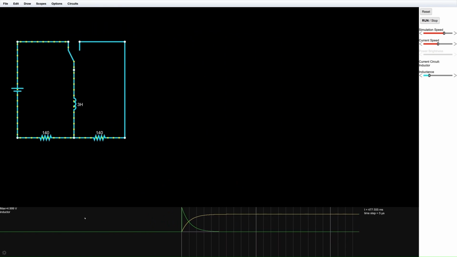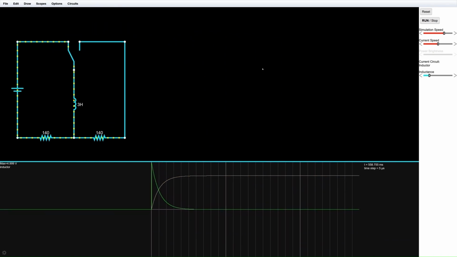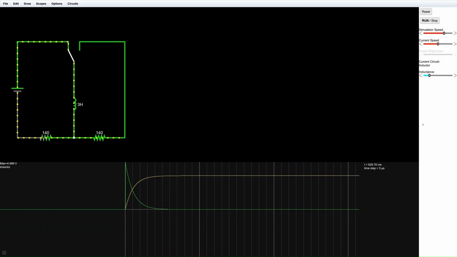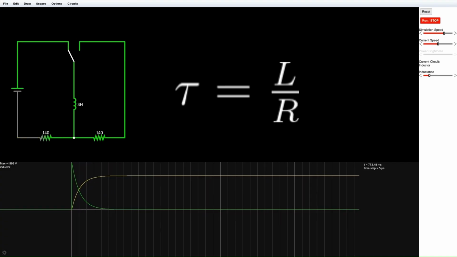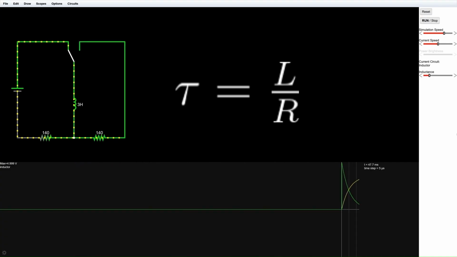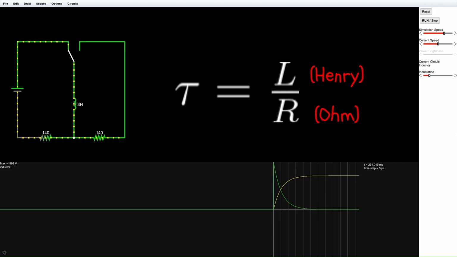First, we calculate the time constant of the circuit, which tells us how quickly the current rises in an RL charging circuit. The time constant, often denoted by tau. The formula is tau equals L divided by R. Here, L is the inductance in henries, and R is the resistance in ohms.